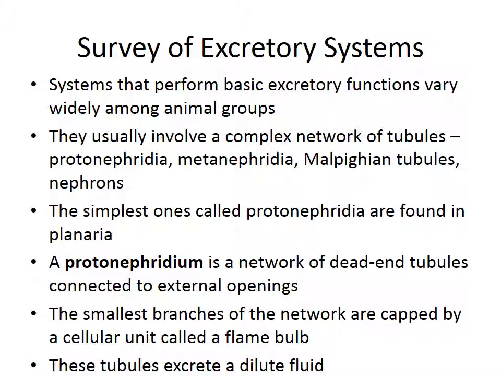Systems that perform basic excretory functions vary widely among animal groups. They usually involve a complex network of tubules, and they're called various names: Protonephridia, Metanephridia, Malpighian tubules, nephrons. The simplest ones are called Protonephridia, and they're found in planaria. A protonephridium is a network of dead-end tubules connected to external openings. The smallest branches of the network are capped by a cellular unit called a flame bulb. These tubules excrete a dilute fluid.